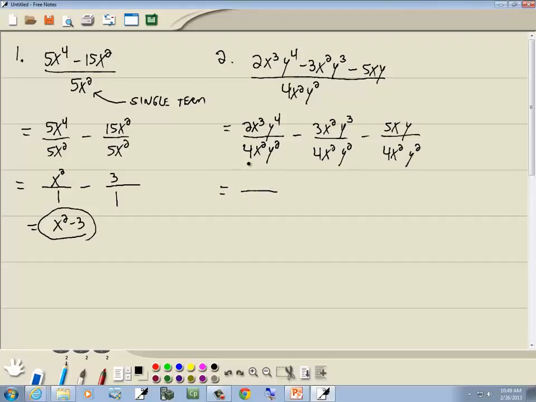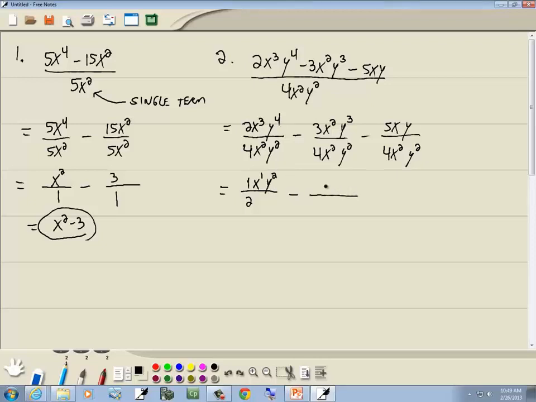Number-wise, 2 and 4 are both divisible by 2. 2 divided by 2 is 1. 4 divided by 2 is 2. Here we have x to a power over x to a power. Again, I subtract the exponents. 3 minus 2 gives me 1, and we have x to the first power where the larger exponent was, up on top. Now here we have y to a power over y to a power. Again, we subtract the exponents. 4 minus 2 gives me 2, and we have y to the second power where the larger exponent was, up top.